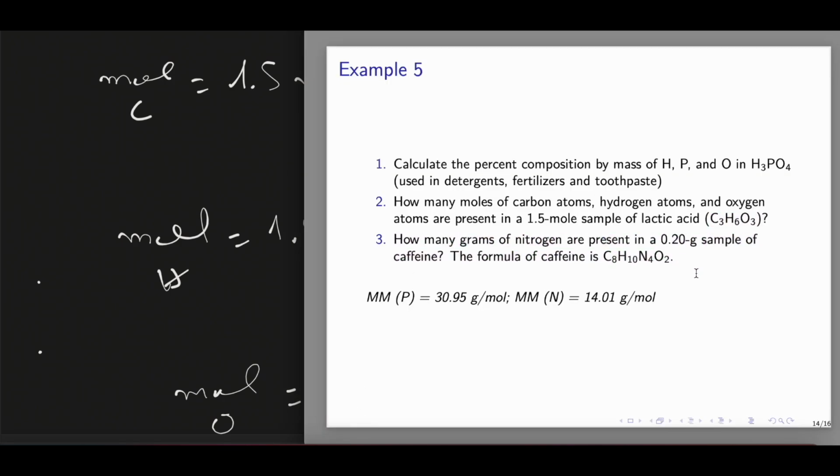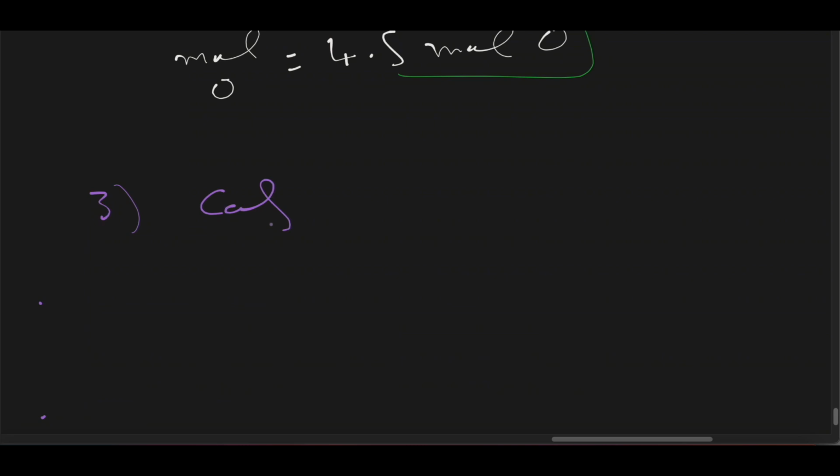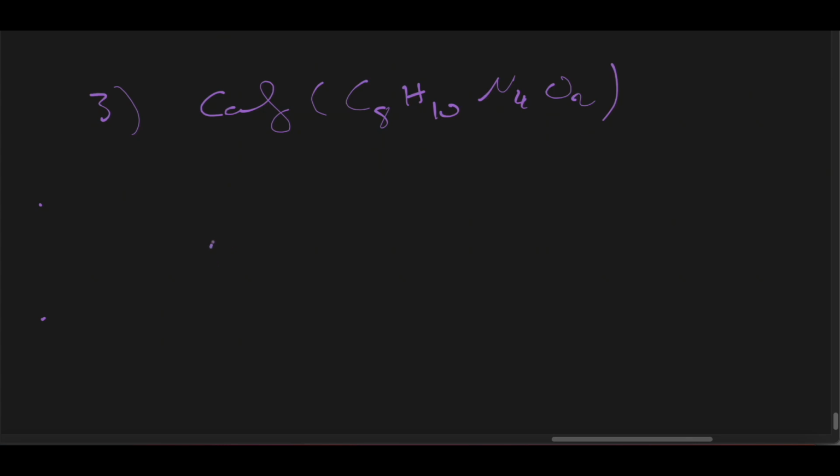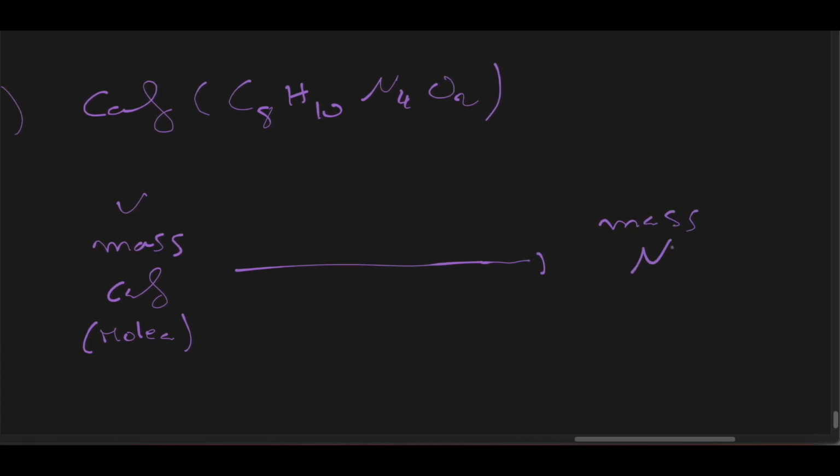The last one: how many grams of nitrogen are present in a 0.2 gram sample of caffeine? The formula of caffeine is as follows: C8H10N4O2. So we are given the mass of caffeine, which is a compound or molecule, and we are asked to determine the mass of nitrogen, which is an atom.